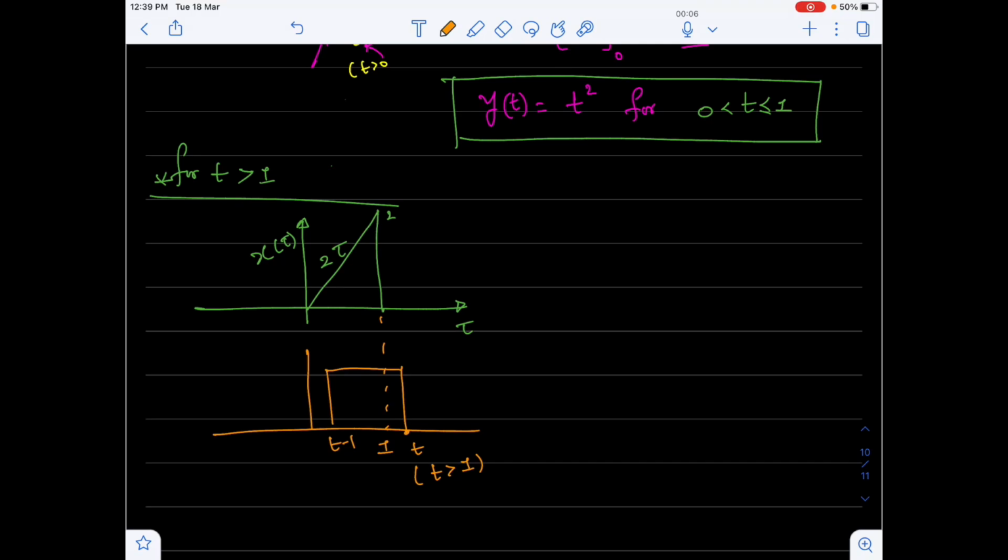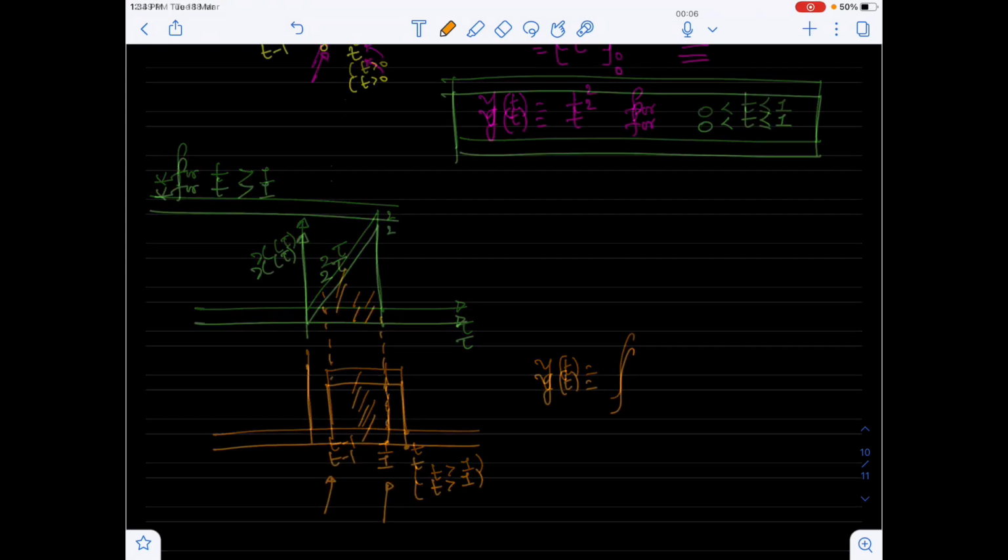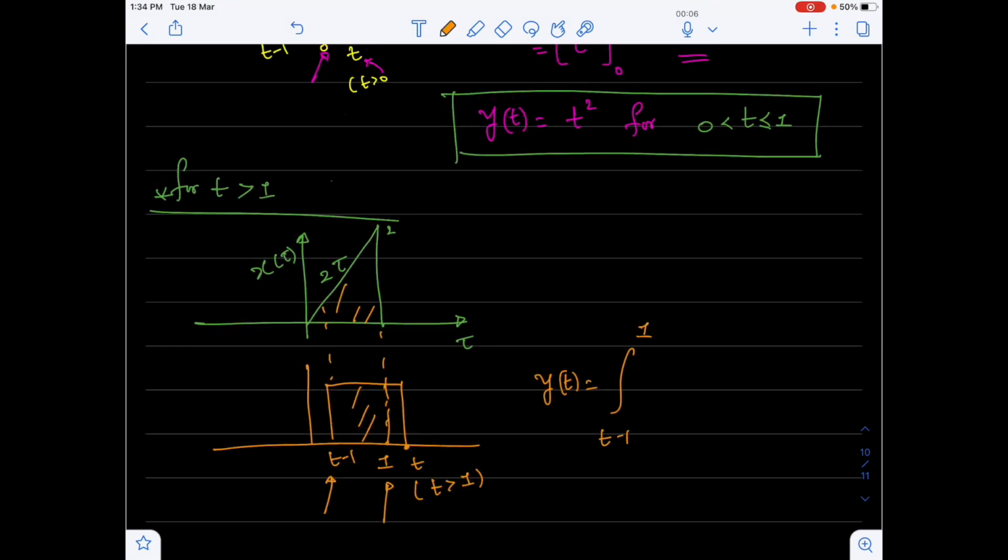Now our region of integration will be up to this region. So y of t will have the region of integration from t minus 1 to 1, and the output is the integral of 2 tau times 1 d tau. You will get the integration again as tau square, but the limit is from t minus 1 to 1, which becomes 1 minus (t minus 1) the square.